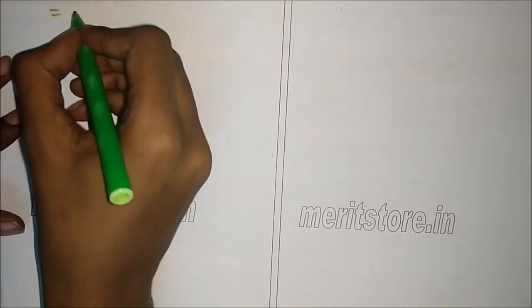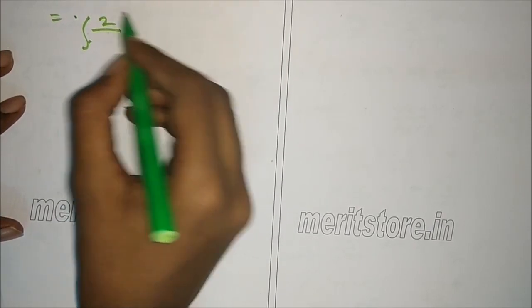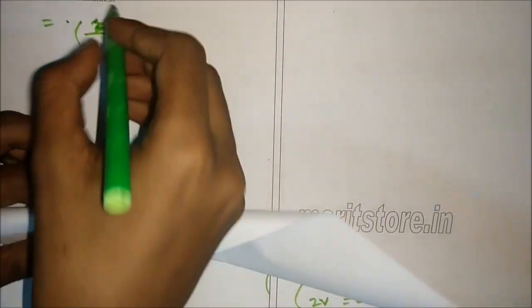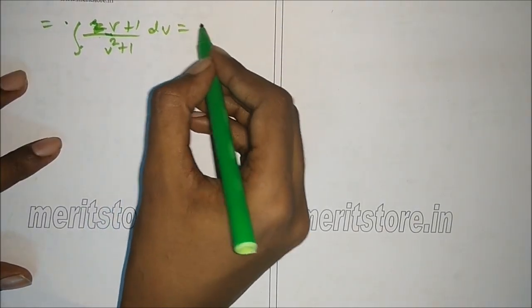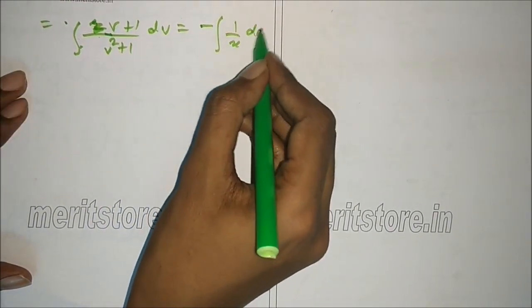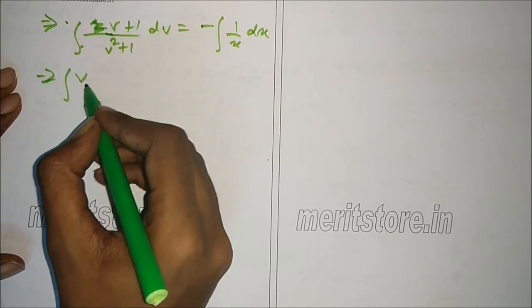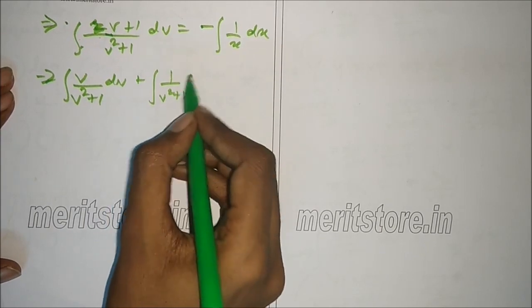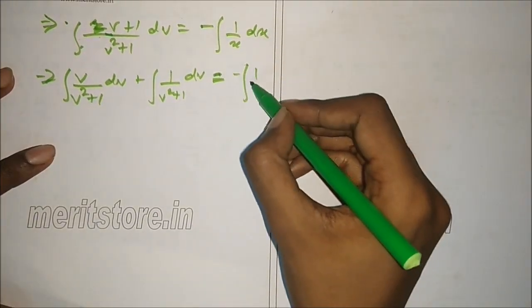So what we got previously was integration of v plus 1 divided by v square plus 1 dv is equal to minus integration of 1 by x dx. So we can split this term as integration of v by v square plus 1 dv plus integration of 1 by v square plus 1 dv equals integration of minus 1 by x dx.